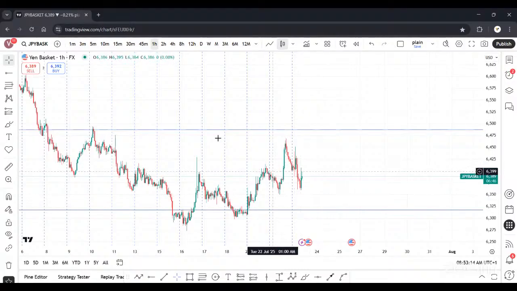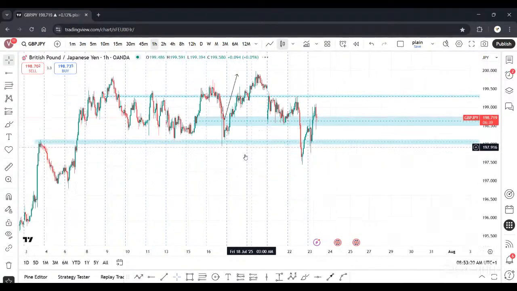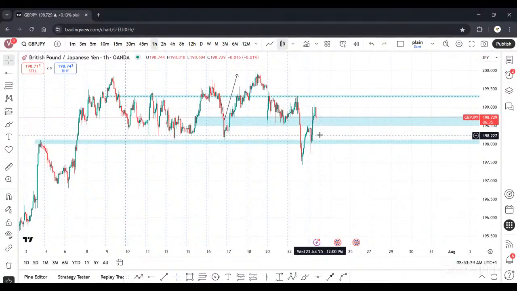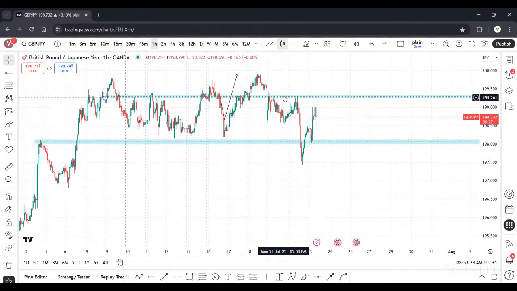Starting off with the yen basket with GBP JPY. For GBP JPY, we're looking to see it sell off all the way to the downside, and that is what we'll be sticking with. That is the bias we're going to be sticking with on GBP JPY. So let me get rid of the old markups.